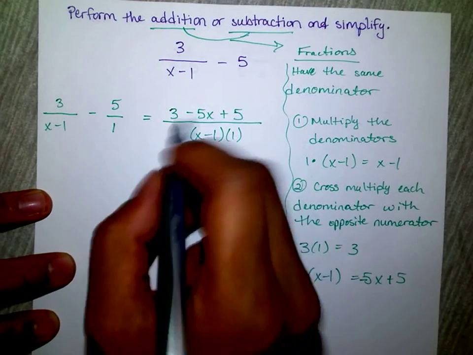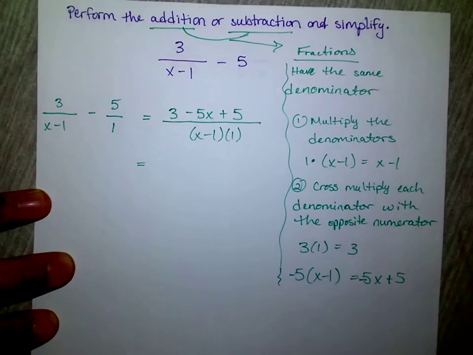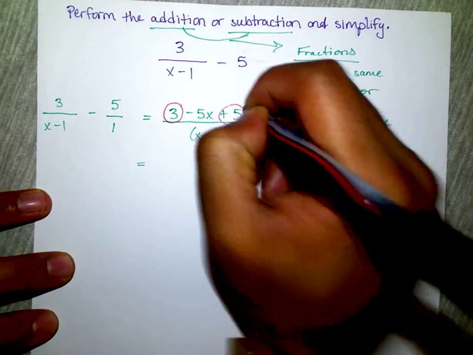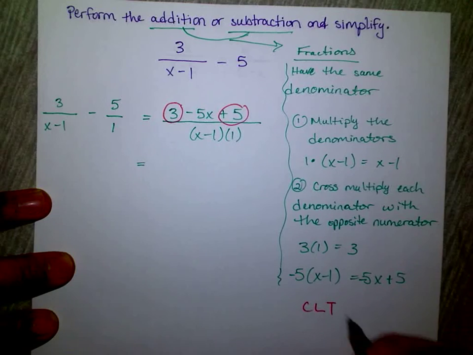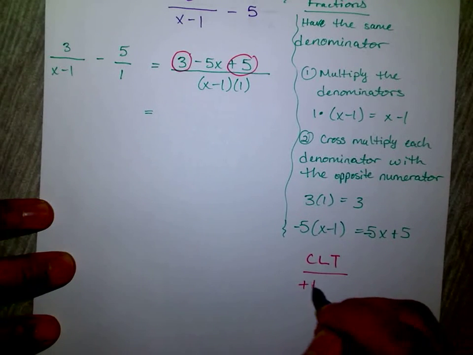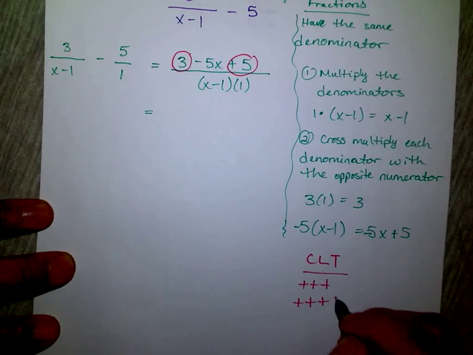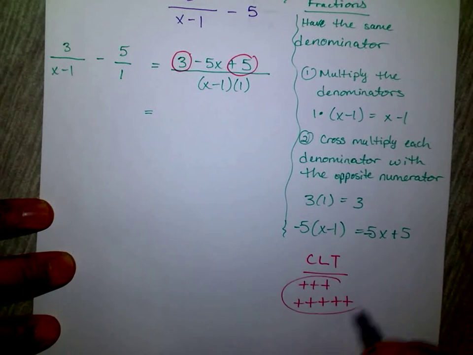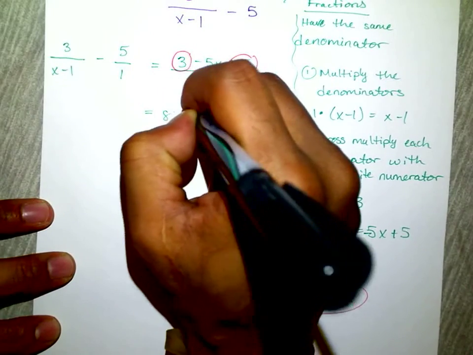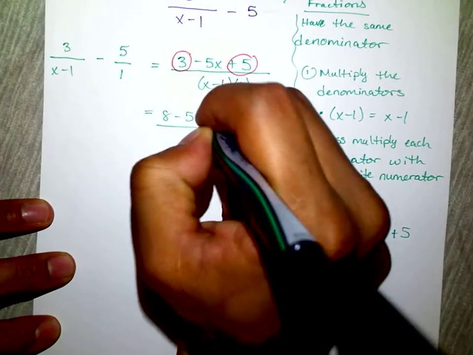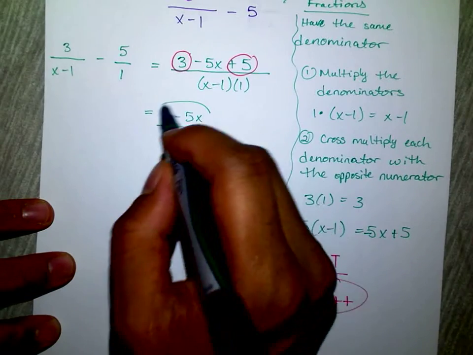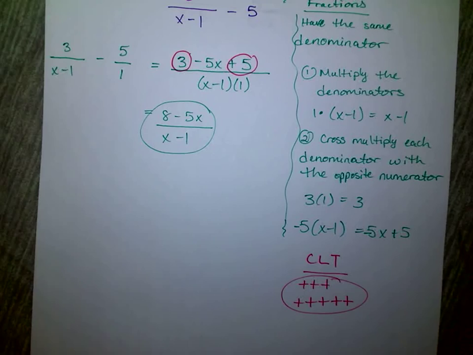So now I can go ahead and simplify the top. Remember, we're going to combine our like terms. They're all alike, so count them all up. That's 8. So 8 minus 5x over x minus 1. And there's our final answer, folks.